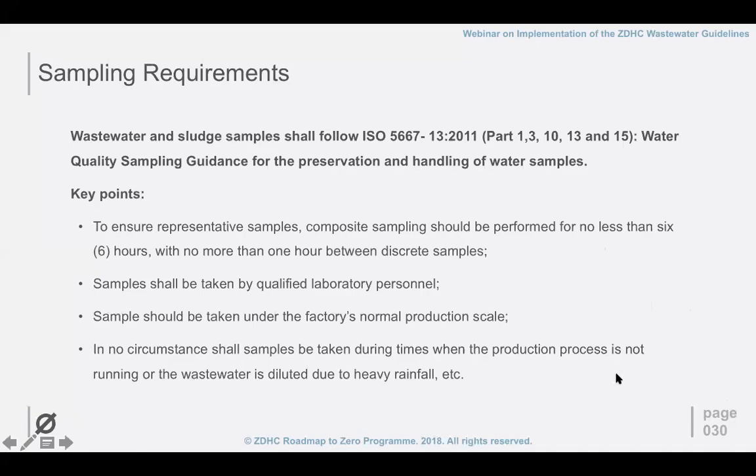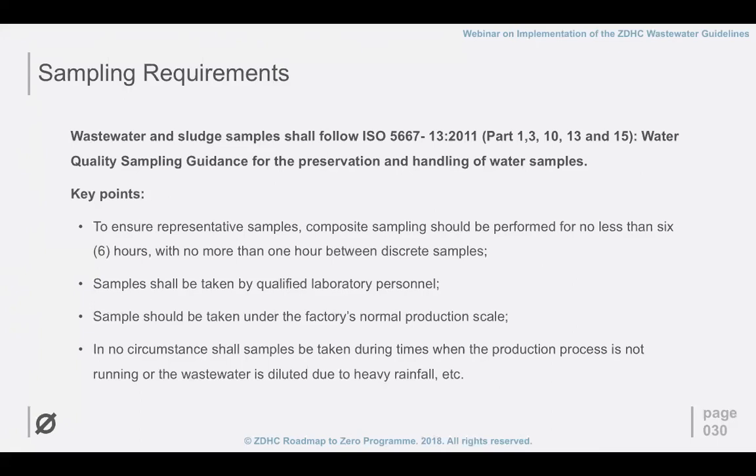Key points on that are that the wastewater samples referred to in the previous few slides are to be composite samples. Grab samples are samples that are just taken one time at one point in time. A composite sample is a sample that combines samples over a period of time. So the requirement under the wastewater guidelines is that these will be composite samples over no less than 6 hours, and there can be no more than 1 hour between discrete samples. That means the minimum would be 6 samples, one each hour, composited together.